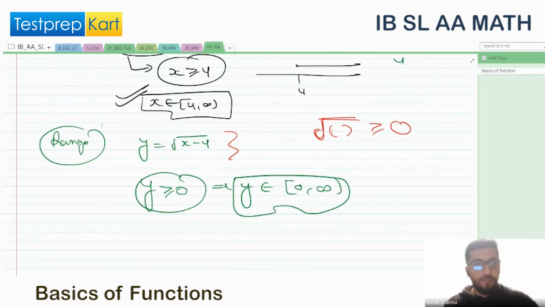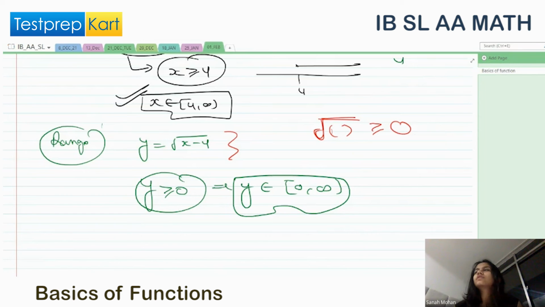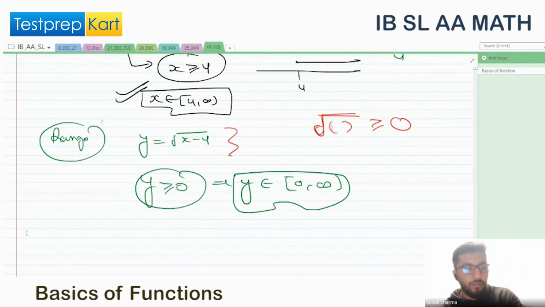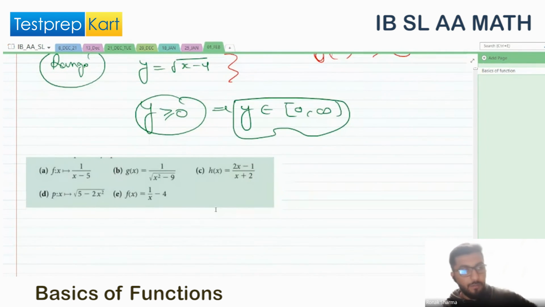Still, I want you to do 2-3 more questions because I don't feel that confident about the domain and range here. Okay, just a second. I'll give you a few more questions. Do you have your GDC with you? You know how to graph the functions? I know how to graph it, but my GDC is dead right now. Okay, please make sure you have it with you from the next class.